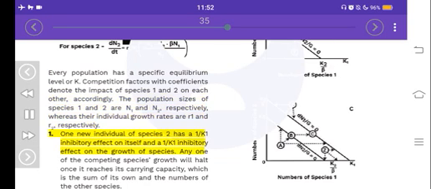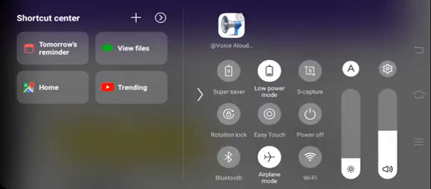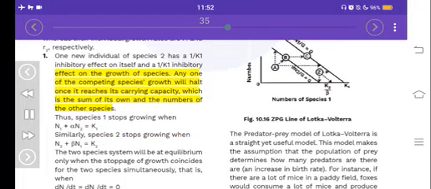Species 2 has an inhibitory effect on itself and an inhibitory effect on the growth of species 1. Any one of the competing species' growth will halt once it reaches its carrying capacity, which is the sum of its own and the numbers of the other species. Thus, species 1 stops growing when n1 plus an2 equals k1. Similarly, species 2 stops growing when n2 plus bn1 equals k2.